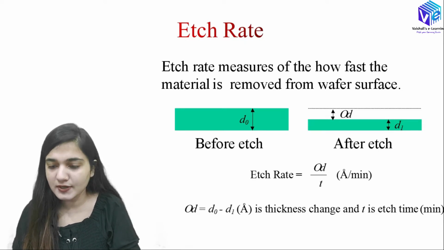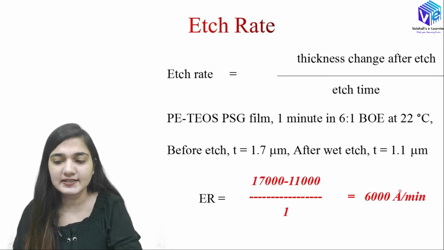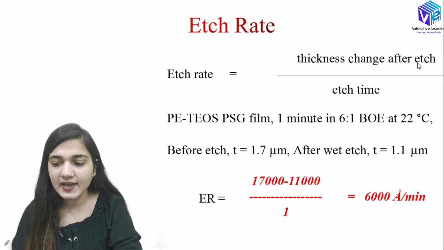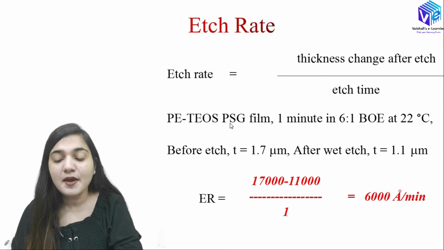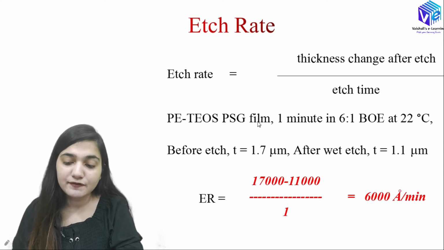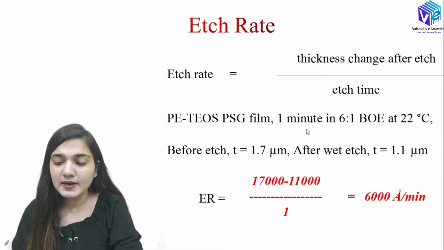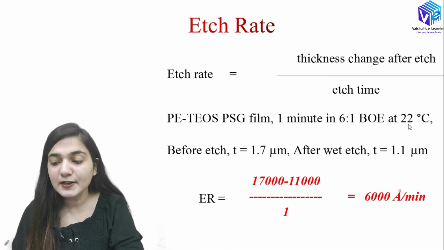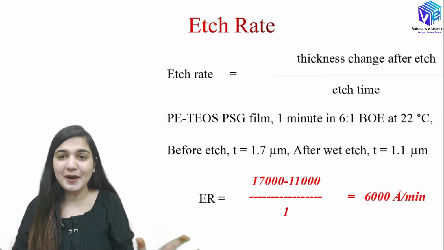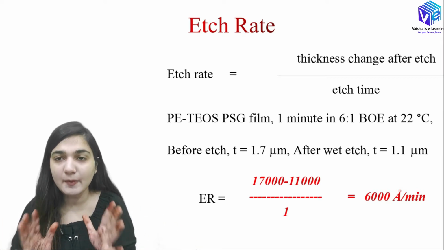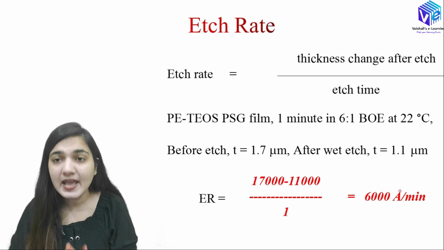So I hope now you understood the etch rate. So this is the example. Etch rate is equal to the thickness change after the etching upon the etching time. Now here I have a PETEOS phosphosilicate glass film, etched for 1 minute in 6:1 BOE at 22 degrees Celsius. Don't worry about these terms. I am going to discuss the etching process in detail, then you will understand all of the terms.